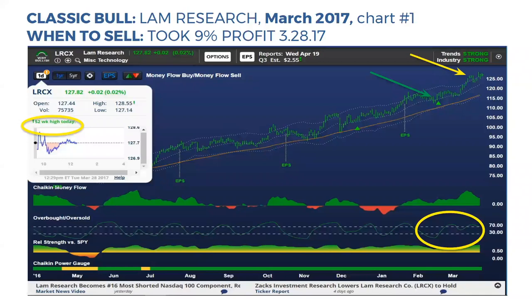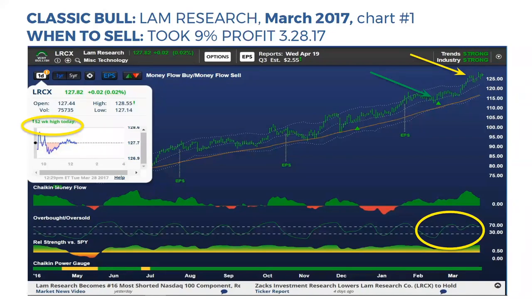But as you can see, since January, that money flow has been pretty strong. Institutions have been buying, and that typically moves the price upward, because as they're buying, they're depleting the inventory, and that in itself can push up the price.